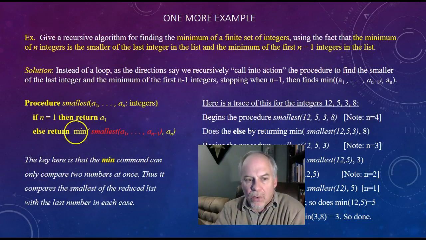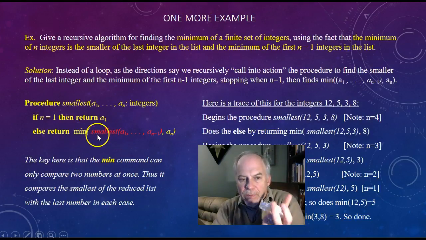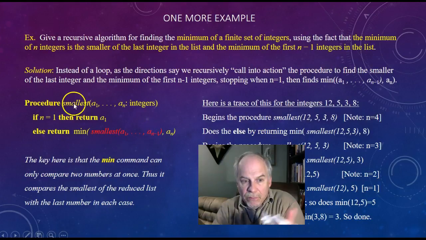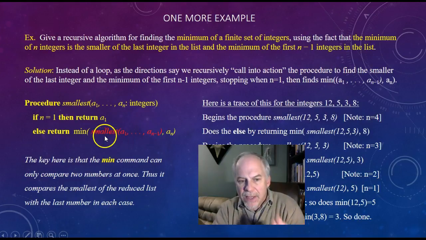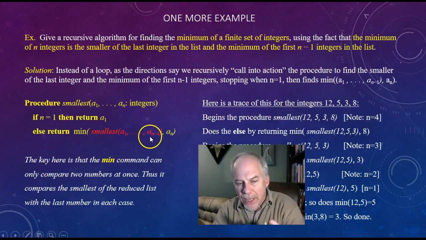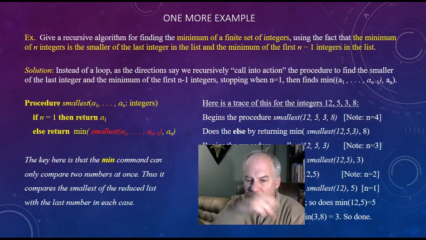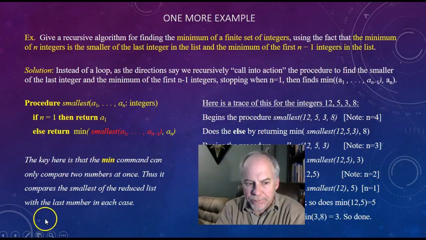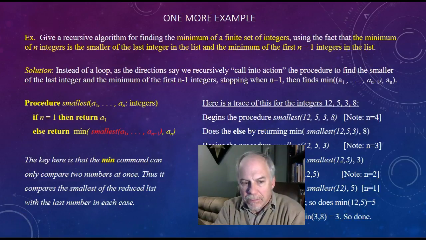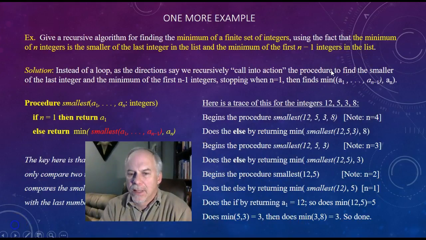And then you go else return the minimum of, and then it calls into action the procedure itself. Notice it has the same name as the procedure itself. And then it checks from A1 all the way to A sub n minus 1. Now it's just going to keep calling itself into action several times, and you'll see this when we trace it. Anyway, you can read this key and think about that.